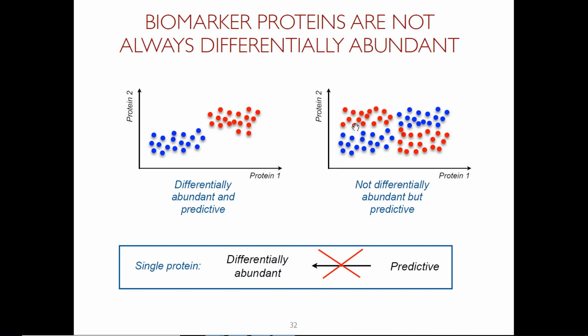But here, you can see that protein 1, among the healthy subjects, spans the entire range of abundance. And among the disease subjects, it also spans the entire range of abundance. So you would not find a difference in abundance for this protein. The same for protein 2. You will not find a difference in abundance between two groups. But as a panel of two proteins, they're perfectly predictive. So these will be proteins which would not have small p-values, but they will be perfectly actionable in a clinic.